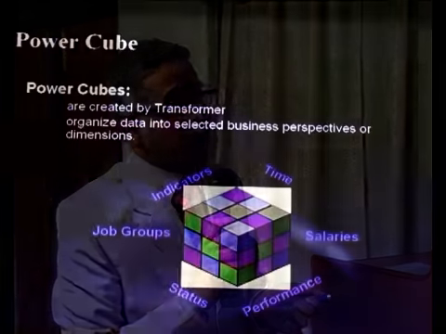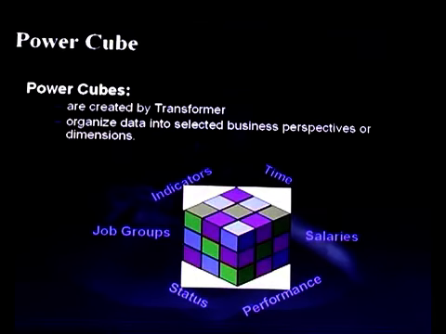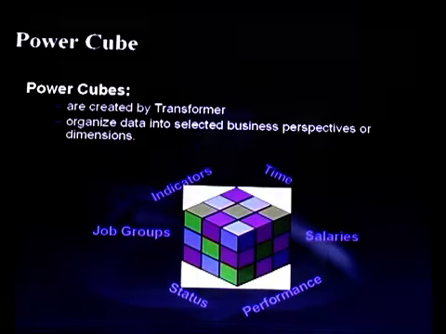This is basically used to organize the data into selected business perspectives. For example, the picture shown on the slide gives a power cube involving some measures and dimensions. Here, time is a dimension, job group is a dimension, status is a dimension, and performance indicators and salaries are measures. So when you take a particular category of value on each dimension, you get a combination. On that combination, you compute the aggregated values for all these measures. The cell contains these aggregated values.